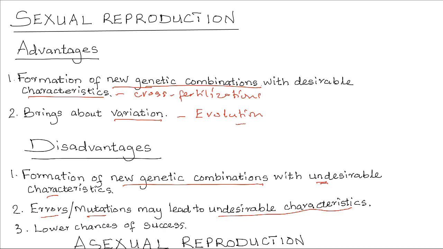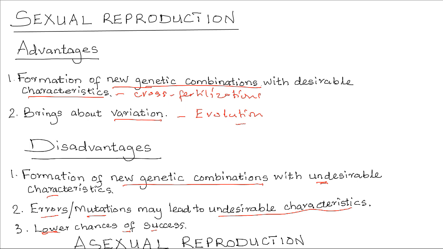And then the third disadvantage is that sexual reproduction, especially where there are separate male and female individuals, has lower chances of success because the male and female gametes from different individuals must be brought together for fertilization to occur. So this depends on chance events. It depends on external factors and external agents. So this lowers the chances of successful sexual reproduction.